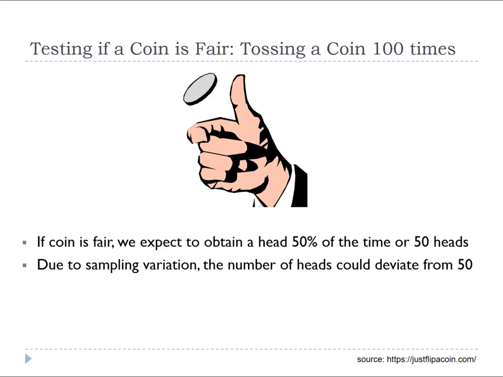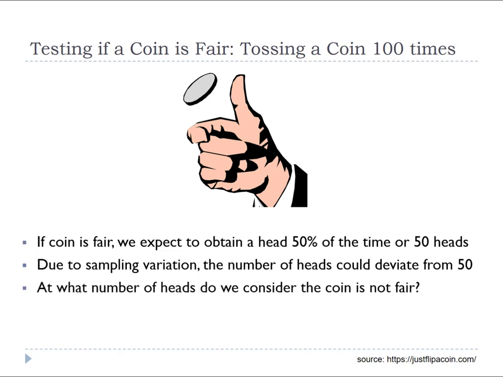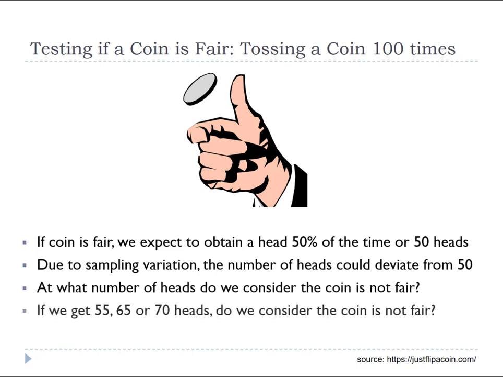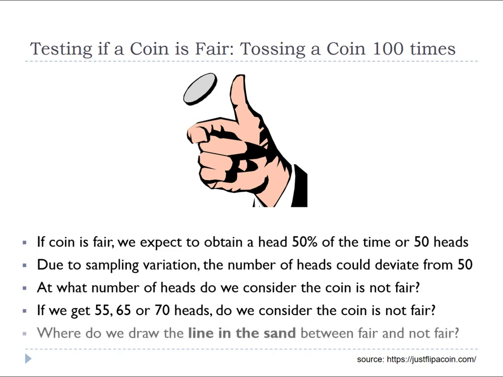The question is, at what number of heads obtained would we start to consider the possibility that the coin is not fair? If we get 55 heads out of 100 coin tosses, do we decide we have evidence that the coin is not fair? What if we get 65 or 70 heads out of 100 coin tosses? Do we decide we have evidence that the coin is not fair? Where do we draw the line in the sand between sticking with the assumption that the coin is fair or rejecting that assumption in favor of stating that the coin is not fair?